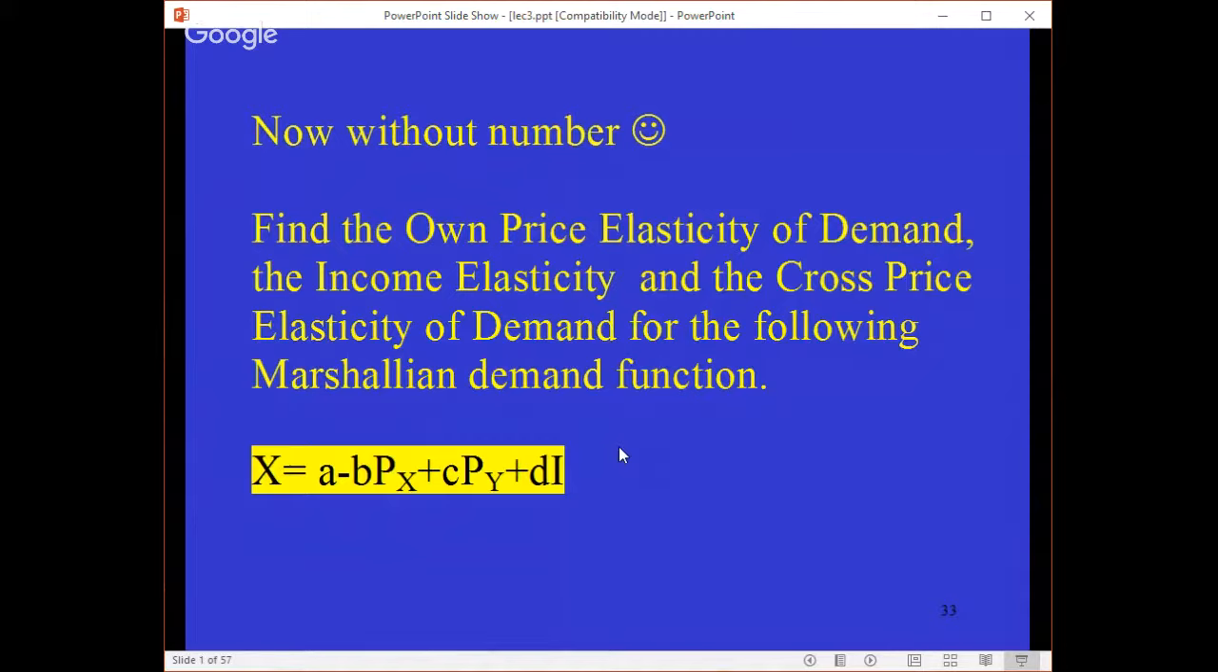So the first thing we're going to do is own price elasticity. The partial of x with respect to px, which, as you said, is negative b. And to get the elasticity, I just multiply that partial by px over x.